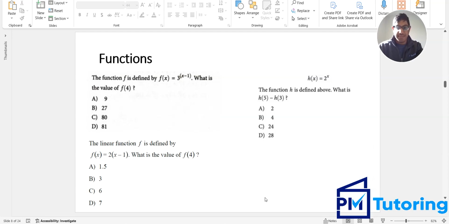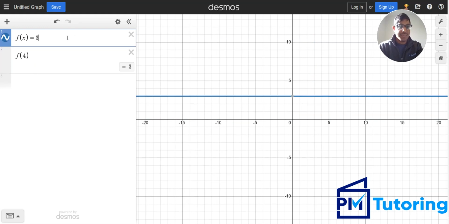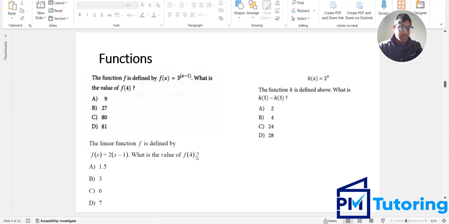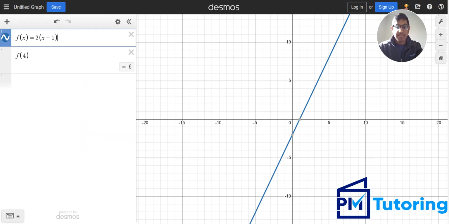And of course, linear functions, simple as well. I'll just change this function to parentheses x minus 1. And again, they asked for f of 4, which in this case ends up being, as we see, 6.